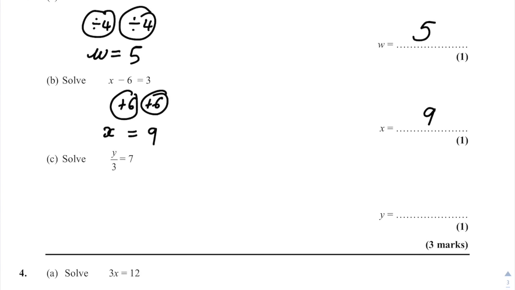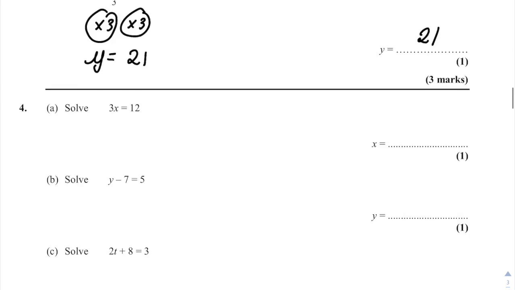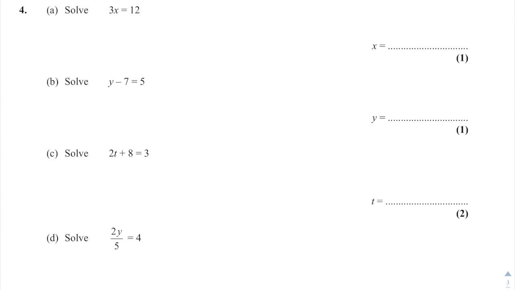So we've got to times by 3 on both sides. And then you've got y equals 21. So question 4, we've got 3x equals 12. So to get x on its own, we divide by 3 on both sides. So we get x equals 4.